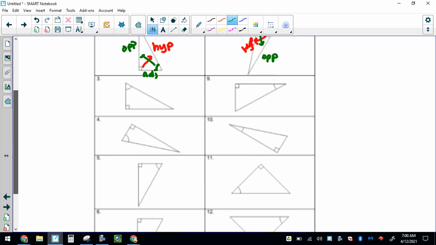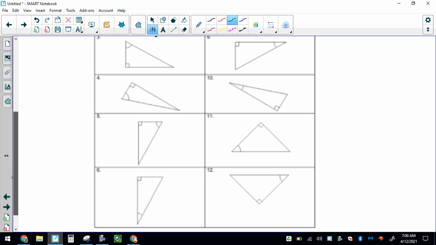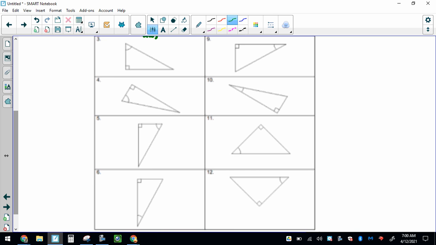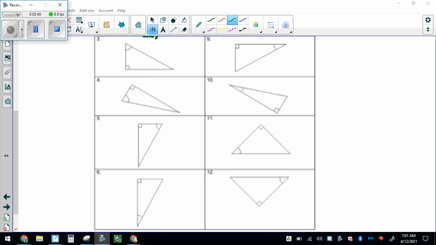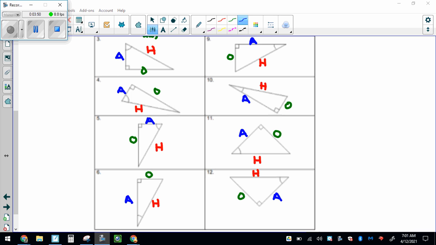All right, we're going to pause the video here so that you can try these next couple problems on your own. Hit play once you're finished so that you can check your answers. All right, and here we've got them down. I marked all the hypotenuses in red with the letter H, I marked all the adjacent sides with the blue letter A, and I marked all the opposites with the green letter O.